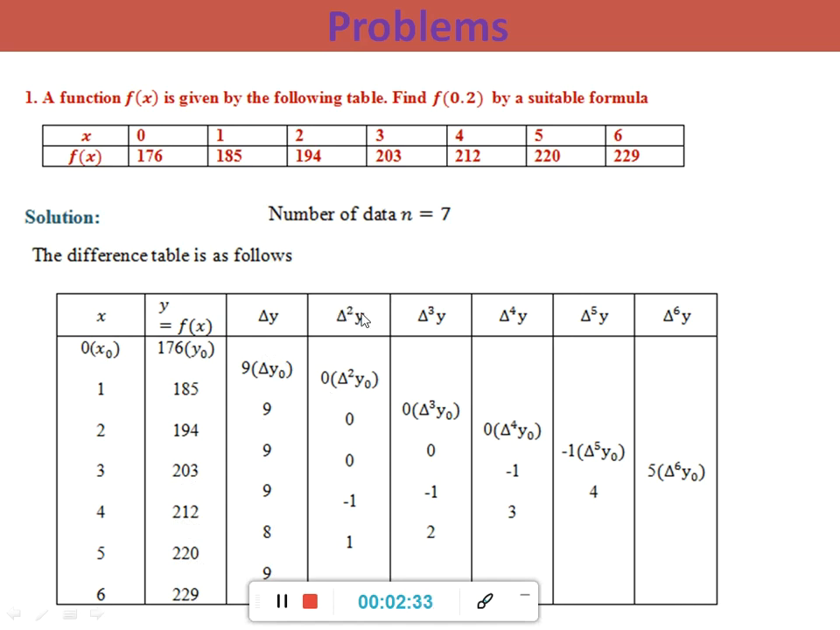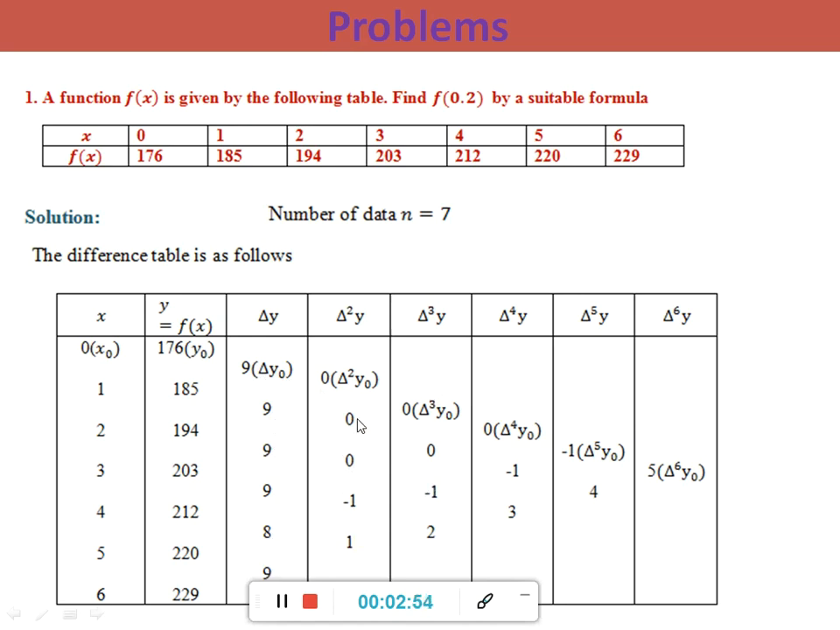Similarly, find the second order difference, that is, second value minus first value. 9 minus 9 equal to 0. Similarly, 9 minus 9 equal to 0, 9 minus 9 equal to 0, 8 minus 9 equal to minus 1, 9 minus 8 equal to 1.